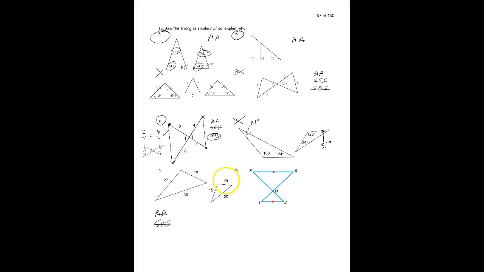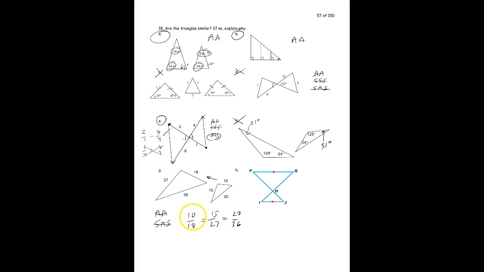Instead of checking all the possibilities, if it's going to work, the smallest side will correspond to the small side of this triangle. So we're trying to test whether 10, and I'm going to go in this direction here, 10 over 18, is that equal to 15 over 27? That's the middle value for each one. And then 20 over 36.